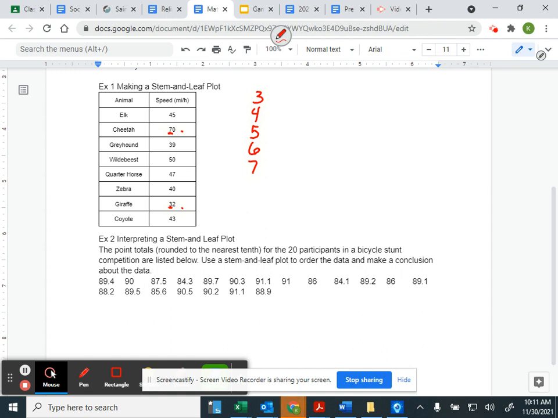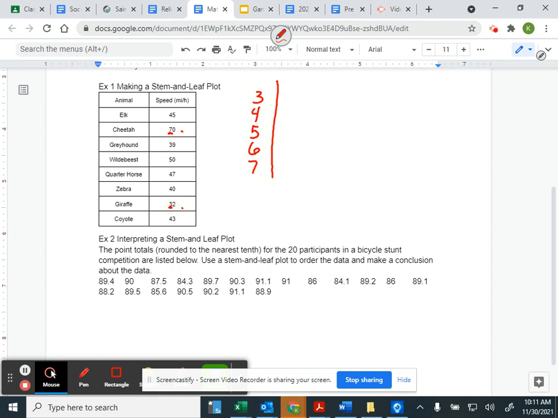Then we're going to draw that vertical line to separate our stems from our leaves. And now we're going to record each speed by writing its ones digit on the same line as its corresponding tens digit. So that first digit here is the tens. Now we're going to write the ones out.